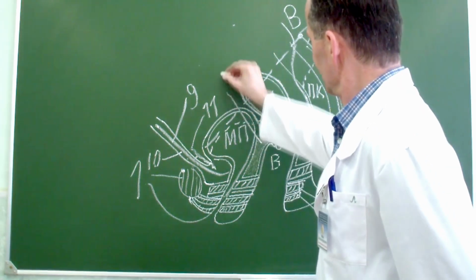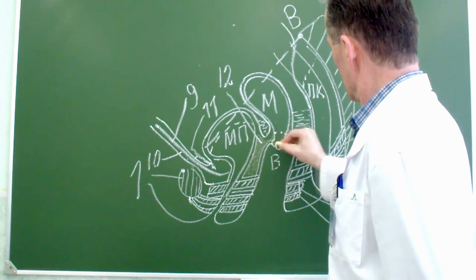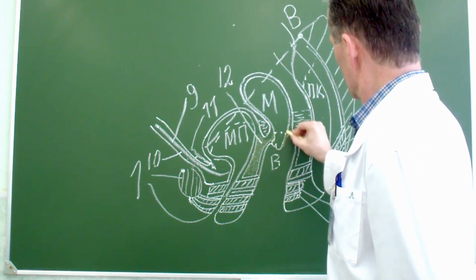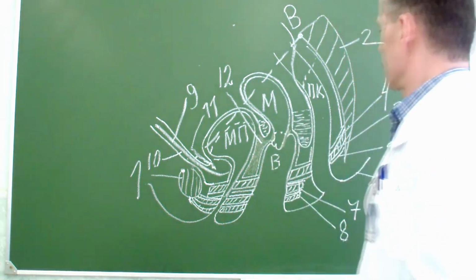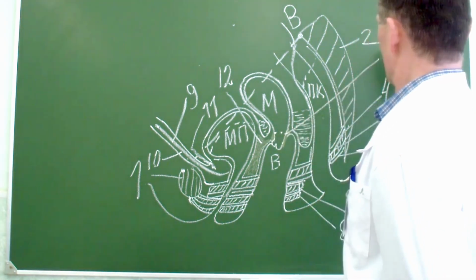Behind the urinary bladder is the retrovesical space, number 12. Around the cervix of the uterus is paracervical fat, number 13.